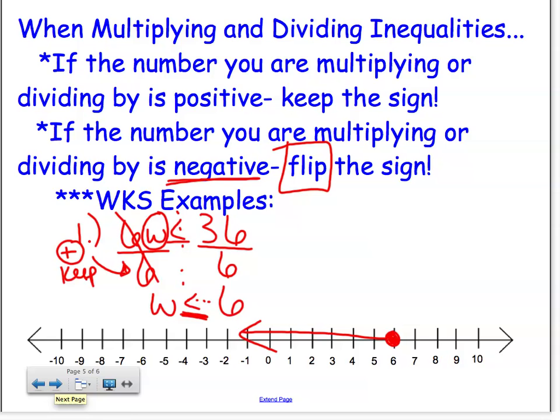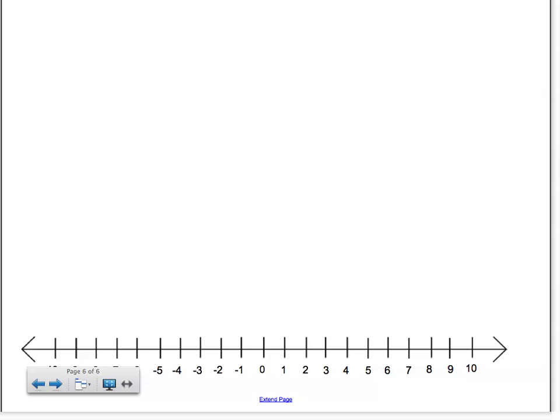All right, let's do one more. These are a little bit more tricky. Let's skip to number 3, please. Just go down in your worksheet. I see f over 3 is less than or equal to -2. Okay? Now, I want you to solve for f.